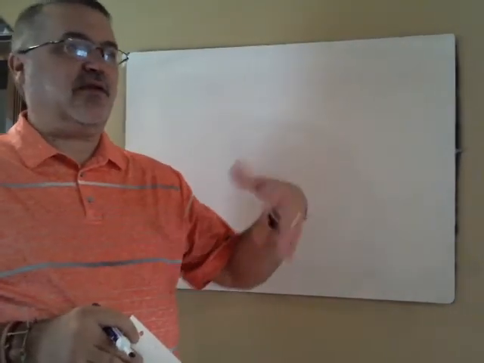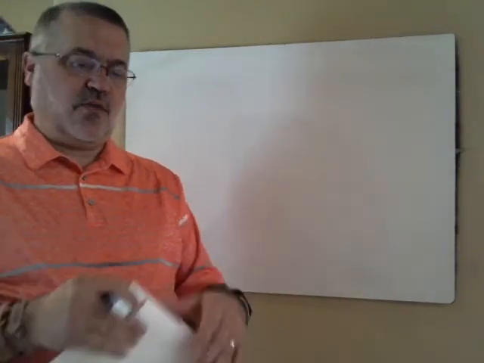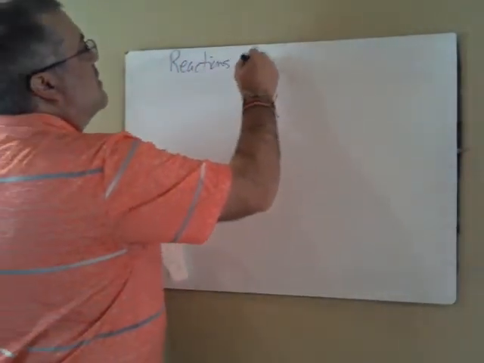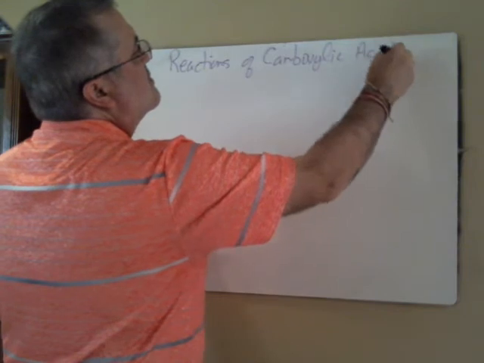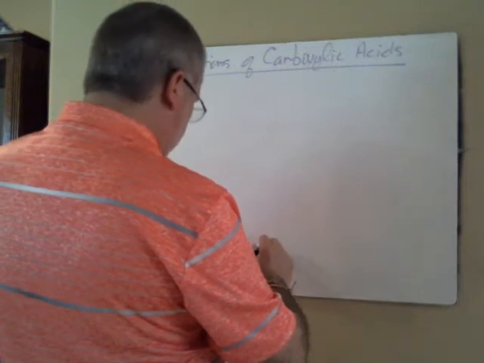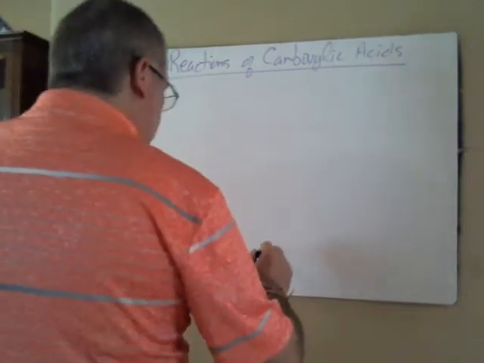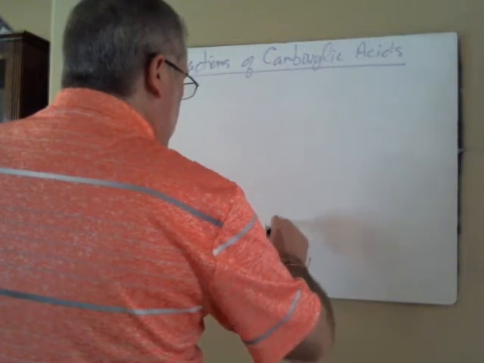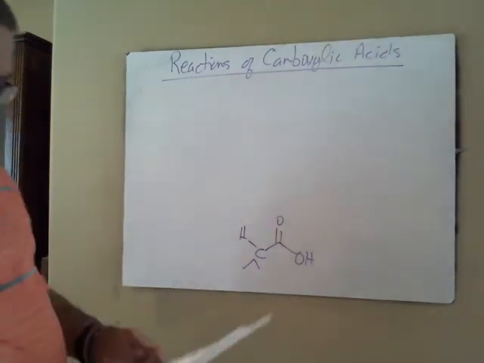So if we're going to do a synthesis, now we know how to make the carboxylic acid, and now we're to the point of talking about what we can do with the carboxylic acid once we form it. So, reactions of carboxylic acids. We're going to talk about several things we can do with them. So I'm going to do what I did with alcohols. I'm going to draw a generic carboxylic acid, and let's talk about what reactions we can do with this.